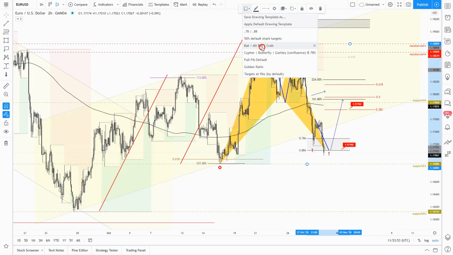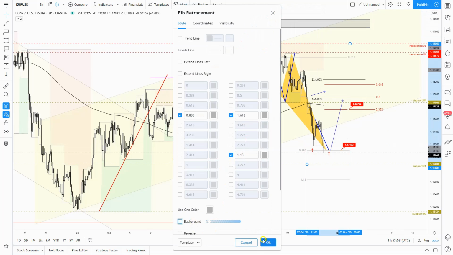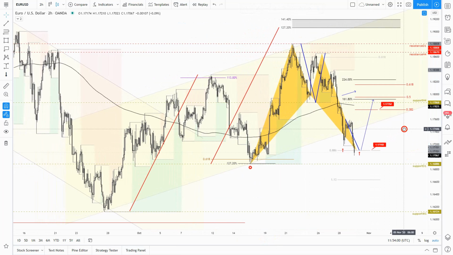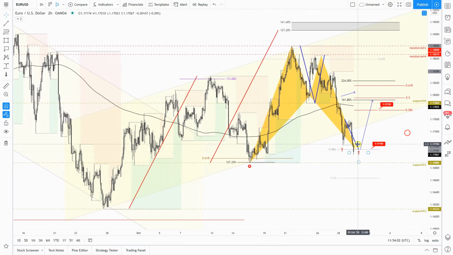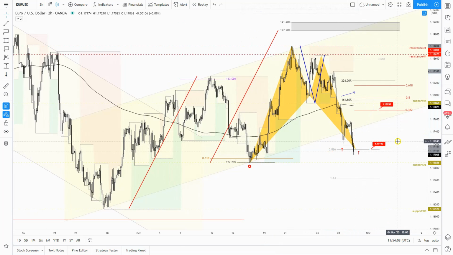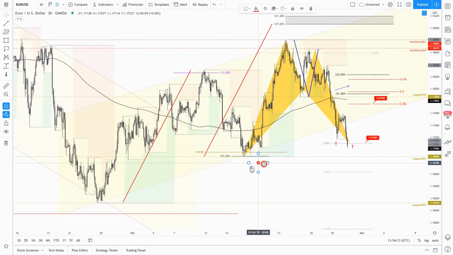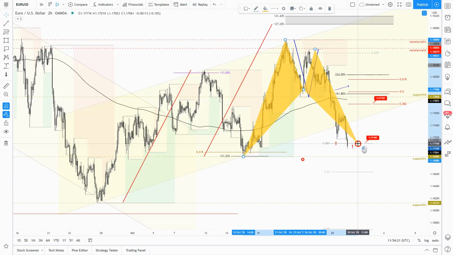Let me just, by the way, adjust some of those levels for euro versus dollar, which is now threatening the 88% Fibonacci retracement level. There's nothing wrong with that. It will be wrong if the price trades below that previous structure support. That's what we don't want.